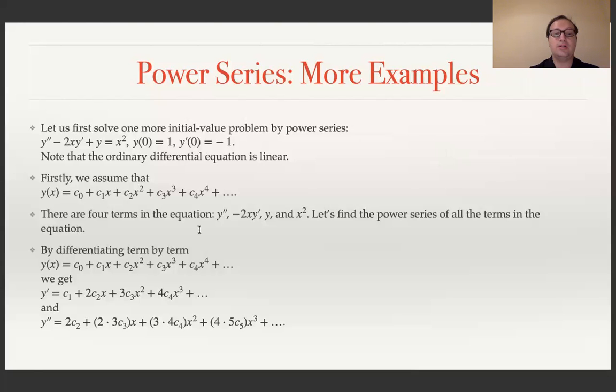This equation contains four terms: y double prime, minus 2xy prime, y, and x squared. The first three terms are on the left-hand side, and x squared is on the right-hand side. In order to solve this equation by power series, we should express all the terms in the equation by power series. So let's start with the power series of y. If we know the power series of y, then by differentiating, we can get the power series of y prime, and then differentiating again, the power series of y double prime.